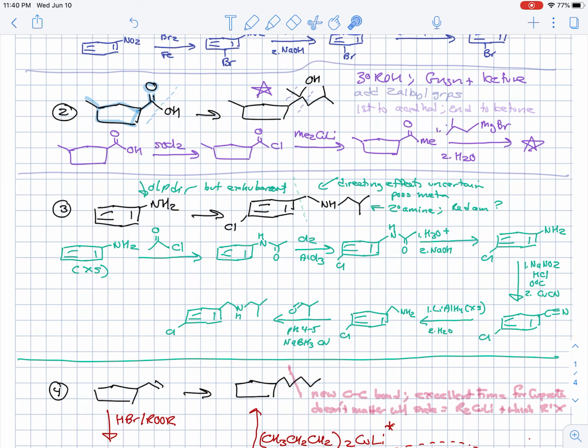And then I hydrolyze off the acetyl group to go from the amide to the amine. And once I have the amine, I can make the diazonium salt and add cuprous cyanide to make the nitrile. So that gives me the nitrile. And then there are several ways to go about these next couple of steps. What I chose to do was reduce it all the way to the primary amine, and then do a reductive amination to make the final product.